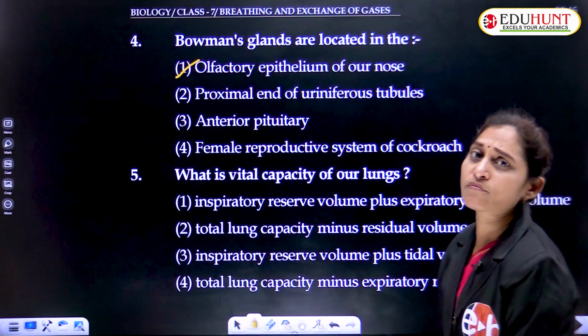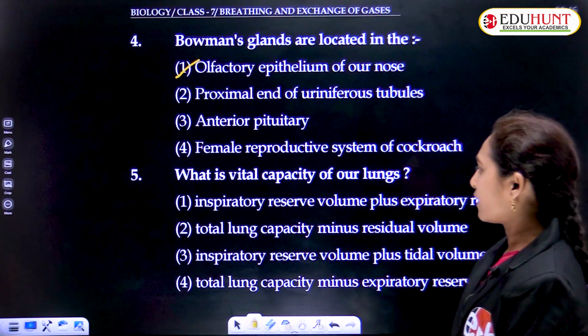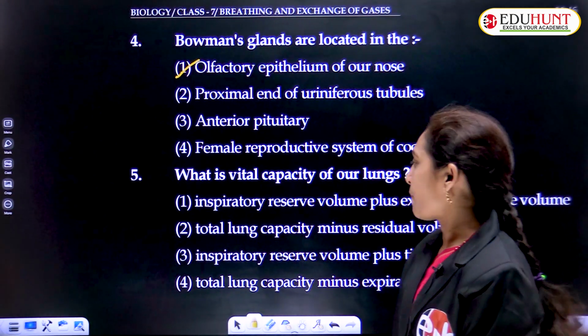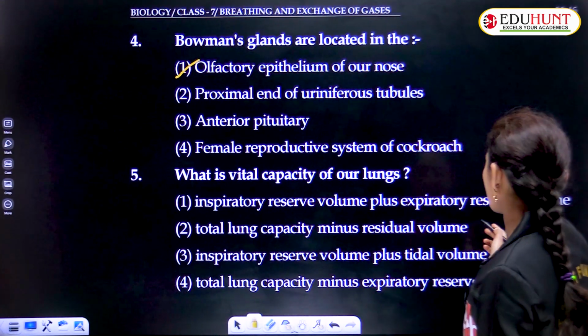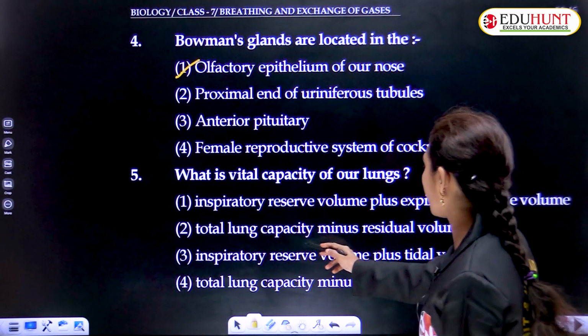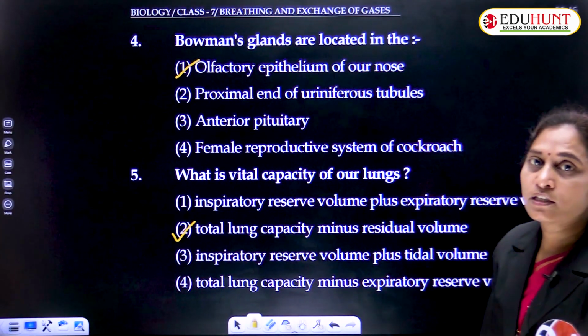This is the extension of the previous question. What is the vital capacity of our lungs? Vital capacity of our lungs is inspiratory reserve volume plus expiratory reserve volume, that is total lung capacity minus residual volume. This is the vital capacity of the lung.